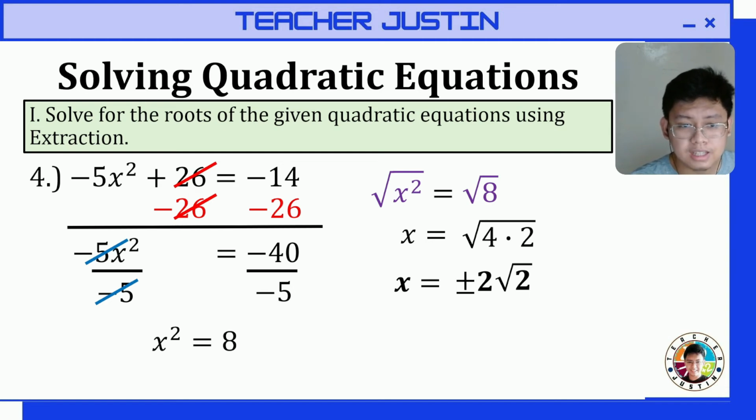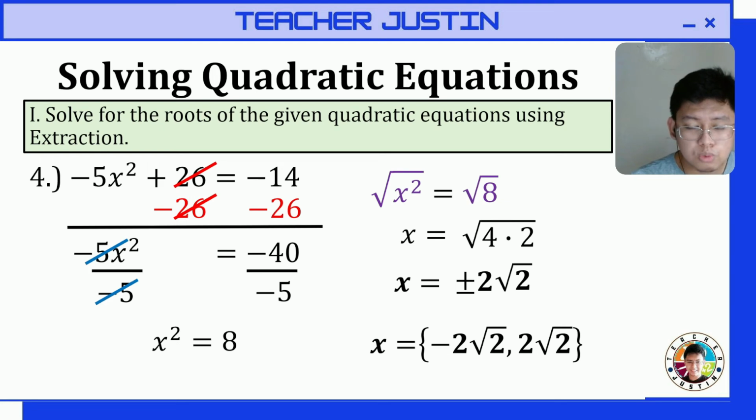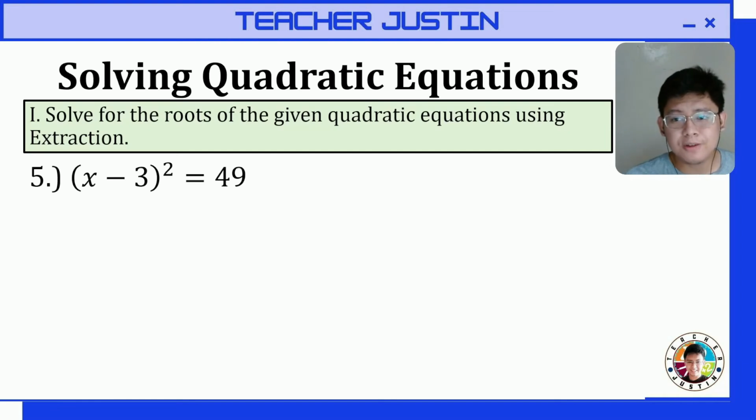So, the value of x in this equation will be equal to negative 2 square root of 2, and 2 square root of 2. And that's it. Ta-da! Alright. Okay, let's proceed to our fifth item.